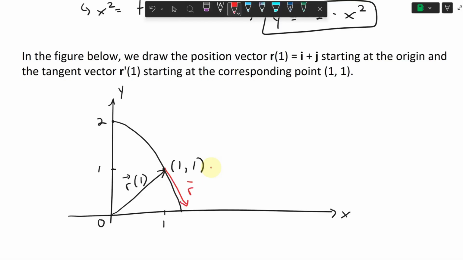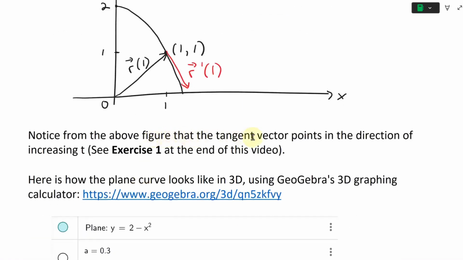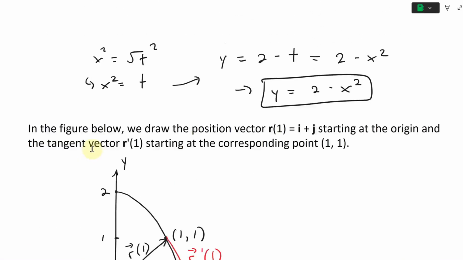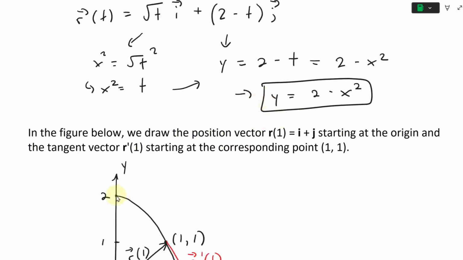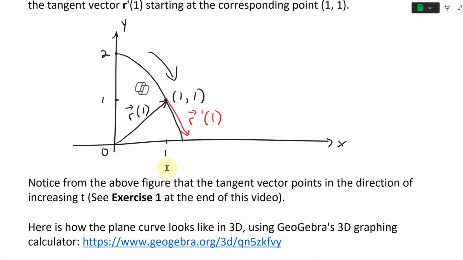This is going to be at r prime of 1. Like that. All right, and going further, notice from the above figure that the tangent vector right here, this r prime of 1, points in the direction of increasing t. That's because we know the equation of this curve is y equals 2 minus x squared, where x squared is just t.